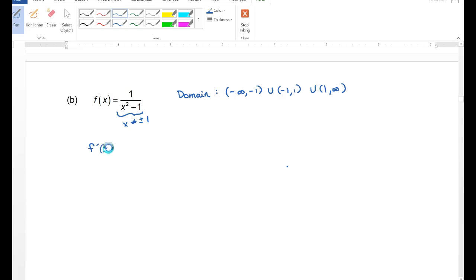Next, we're going to do the derivative. So we can do quotient rule, or you can change this to a power. I'll do quotient rule. So I have low, d high, take high, d low, cross the line, square the low. So this is going to be 0. So I have a -2x over x squared minus 1 squared.